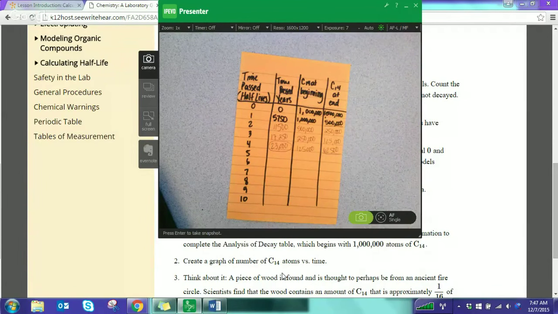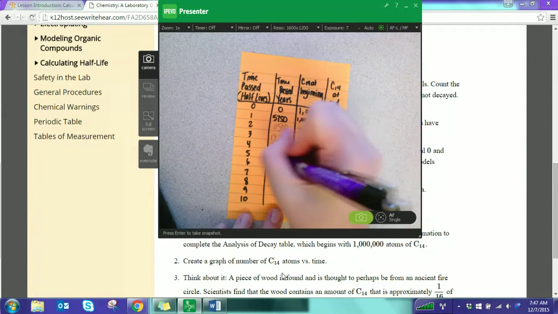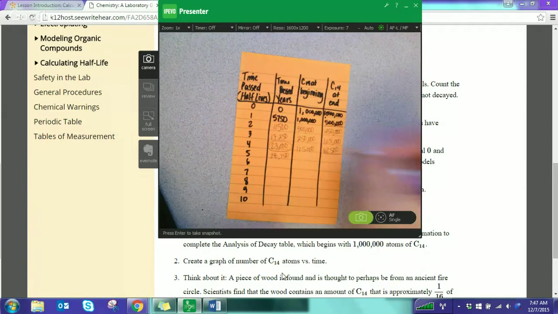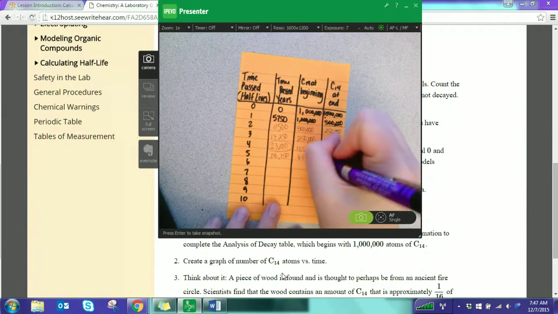If you're taking a sample and trying to date it, and you discover that, based on parts per million, it has 62,500 left, then you know how old it is. 4 half-lives have passed, so you're at 23,000 years. So 23,000 plus 5,750 brings you up to 28,750 years. You're starting with the 62,500.